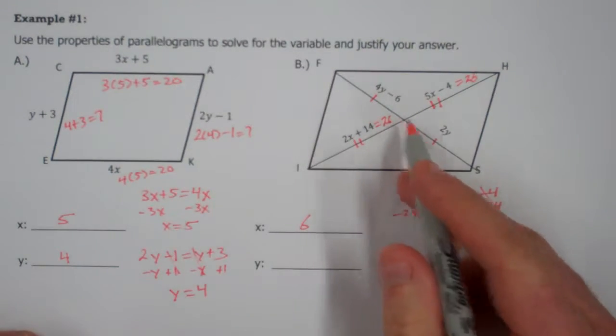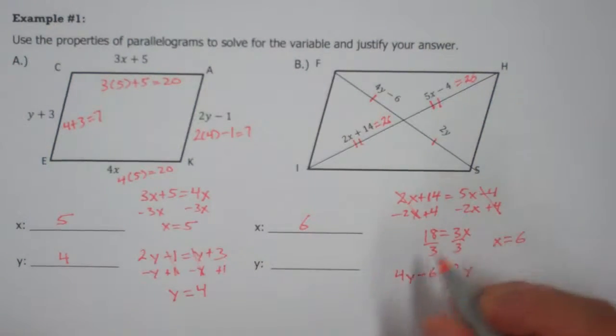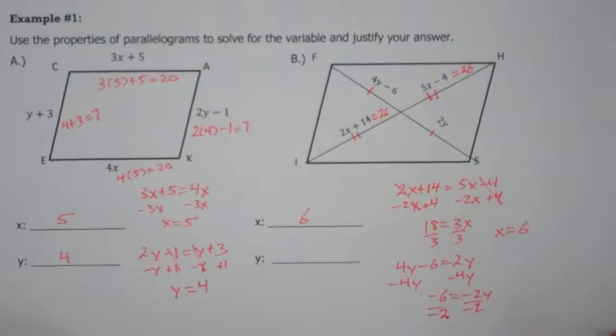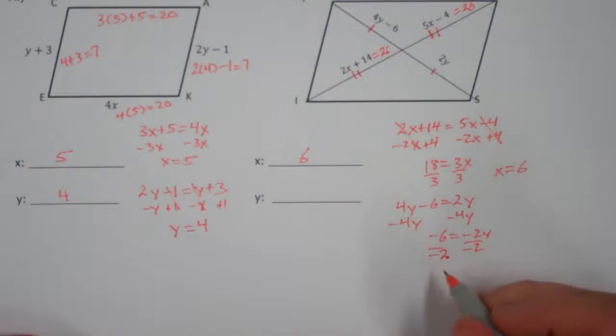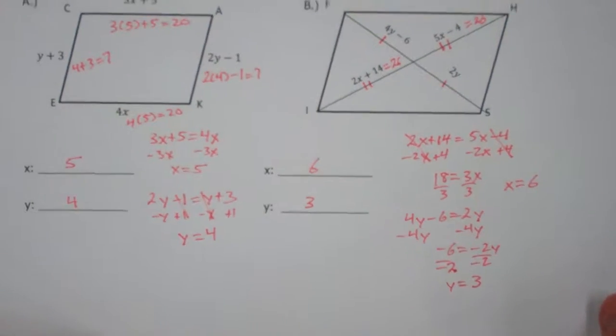Let's do y now. We got 4y minus 6 is equal to 2y. So we'll subtract 4y from each side. And that's going to be negative 6 is equal to negative 2y. Divide by negative 2, coming down to the bottom of the paper here. And we find y to be 3. So we'll make that mark here.